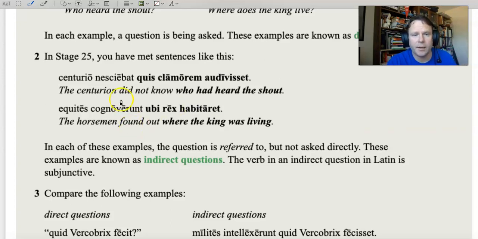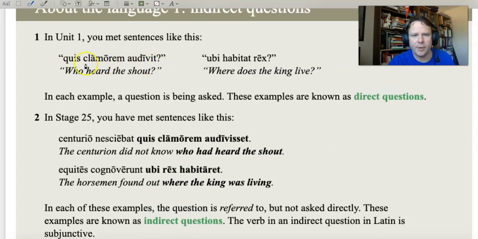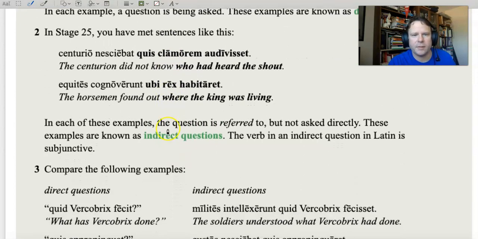Okay. Same thing in Latin. So we have the centurion knew, or rather didn't know. Well, the question is who heard the shout, right? Just like we had up here. Who heard that shout? Well, when we report that indirect question, the centurion didn't know who heard the shout or who had heard the shout. Now, there's a sequence of tense thing here you don't have to worry about. In Latin, the only thing you have to worry about is just recognizing that really easy to recognize pluperfect subjunctive, right? Isse. So, quis clamorem audivisset. So, the verb, the action of that question, Latin puts in the subjunctive.